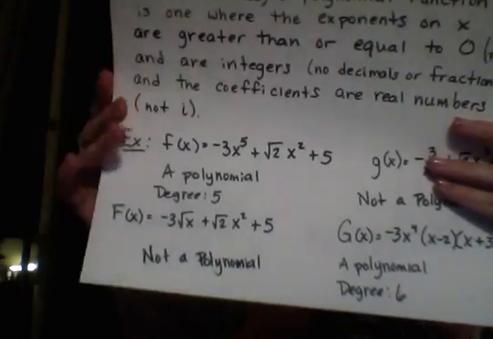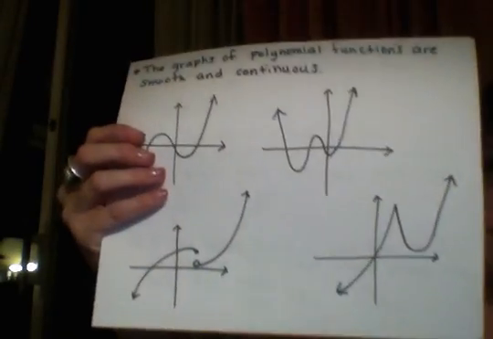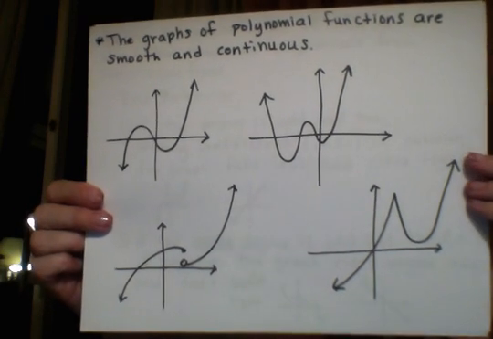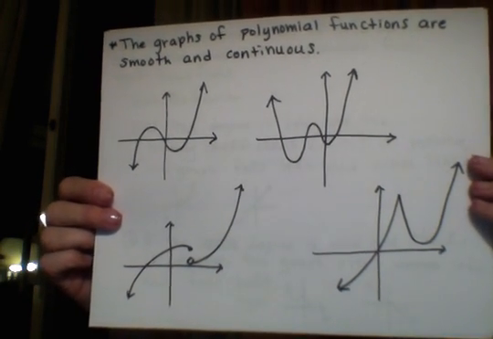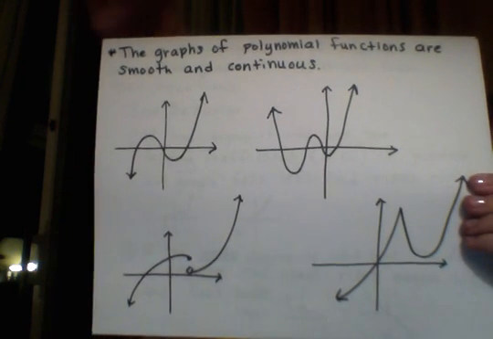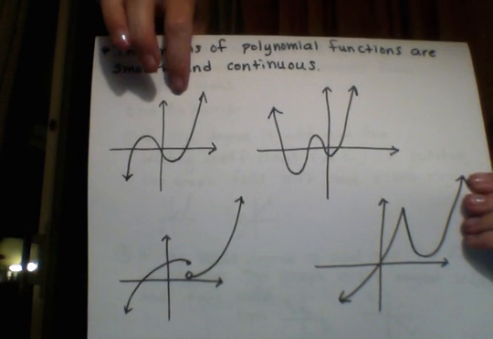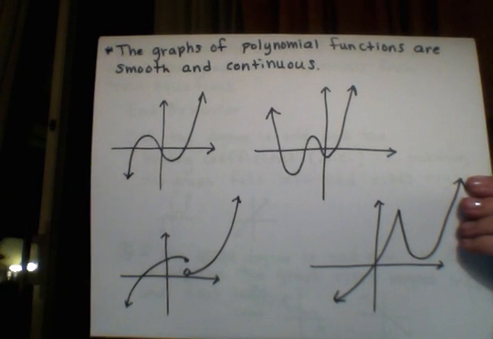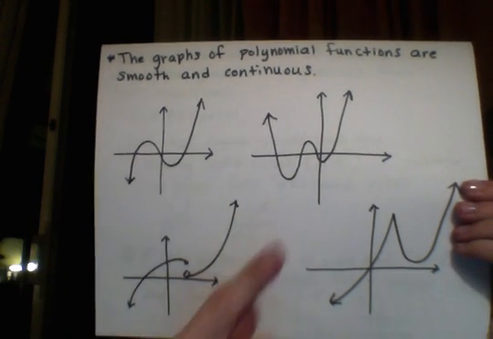Some other important information about polynomial functions. Their graphs are what we call smooth and continuous. So I have several examples here. We have this graph, which is smooth and continuous, so no sharp points on it, and also there are no breaks in it. The second one here is also smooth and continuous. That is a polynomial function.